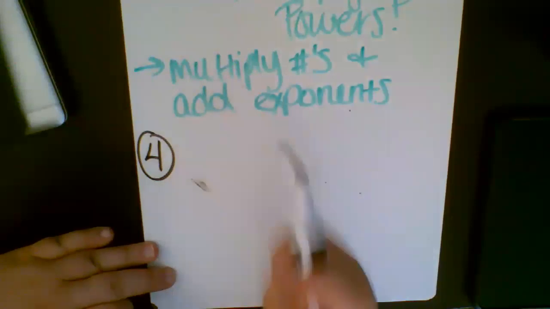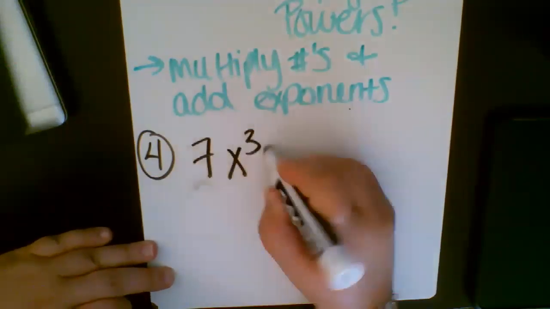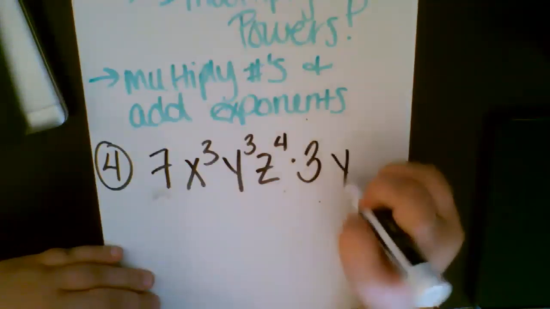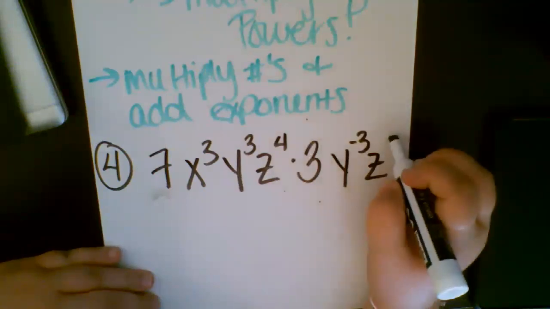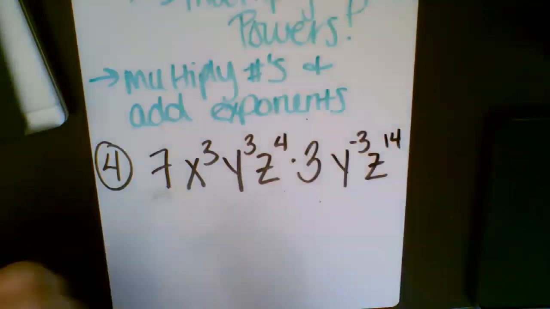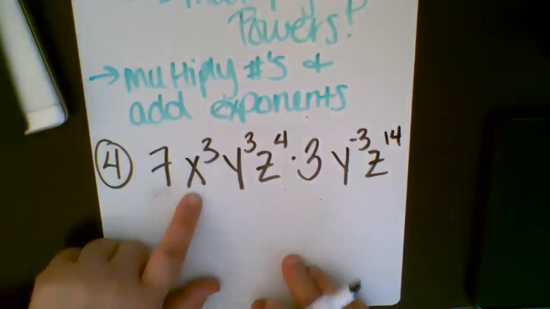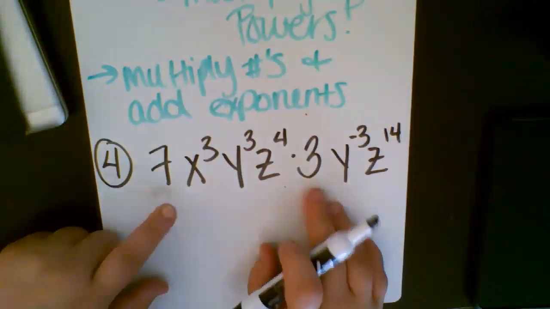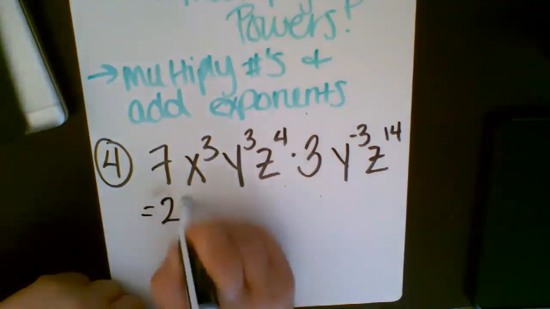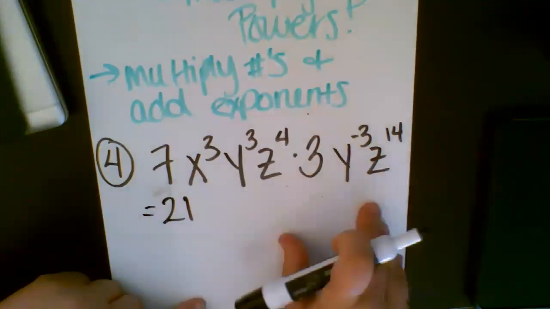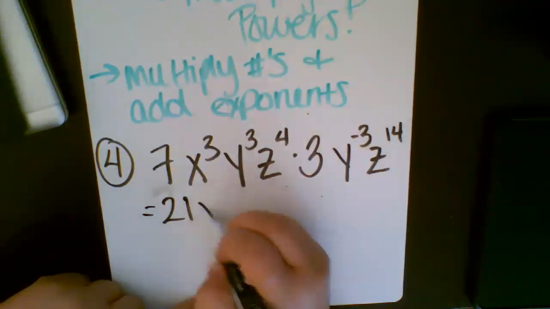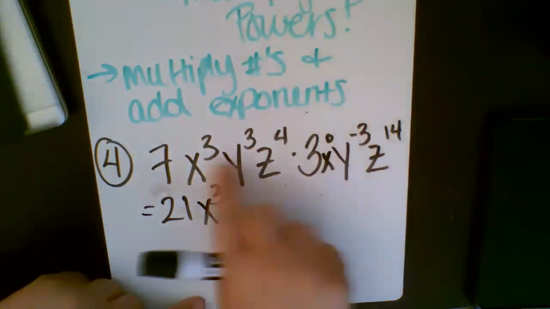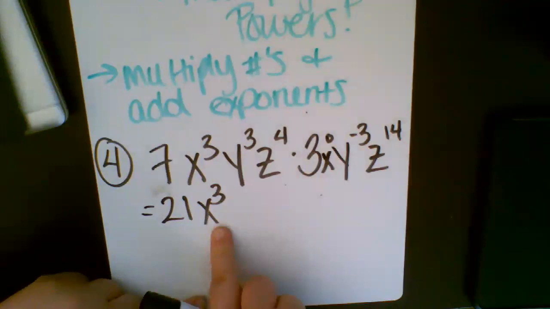Oops, I didn't mean to put parentheses. 7x to the 3rd, y to the 3rd, z to the 4th, times 3y to the negative 3rd, z to the 14th. Okay, so this one's a little bit trickier because this one has an x, this one doesn't have an x. We still have lots of different letters, and we have numbers. So 7 and 3, we multiply the numbers. So 7 times 3 is 21. x doesn't have a friend to combine with, but we don't lose the x. The x still stays. Technically, this would be x to the 0 since it's not written. It's invisible. And 3 plus 0 is 3. That's why it just floats and it stays as is.